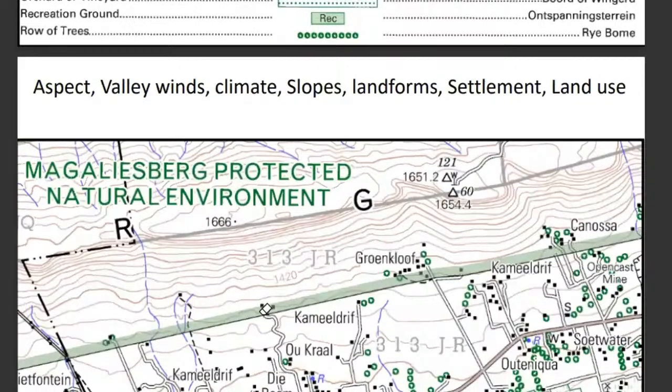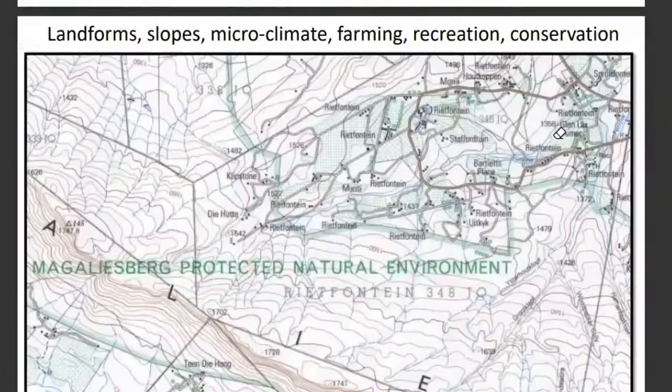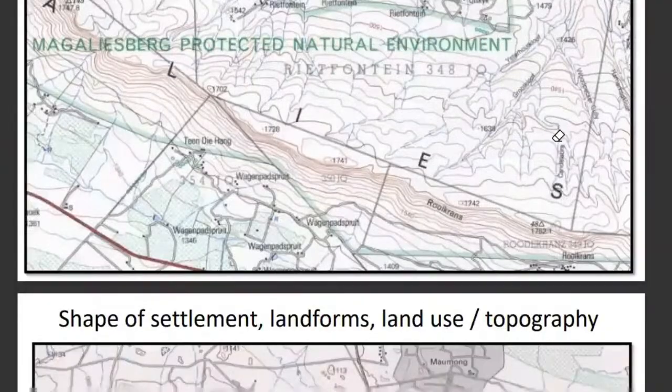Like I told you, it is interpretation. All right, learners? It is interpretation. With interpretation, we must make sure that we apply all the theory that we have learned so that it can be seen on the map. Take an example. We have looked at the aspect, valley winds, climate, slopes, landforms, settlements, land use, and all that. So we must be in position to interpret all those aspects on the map.